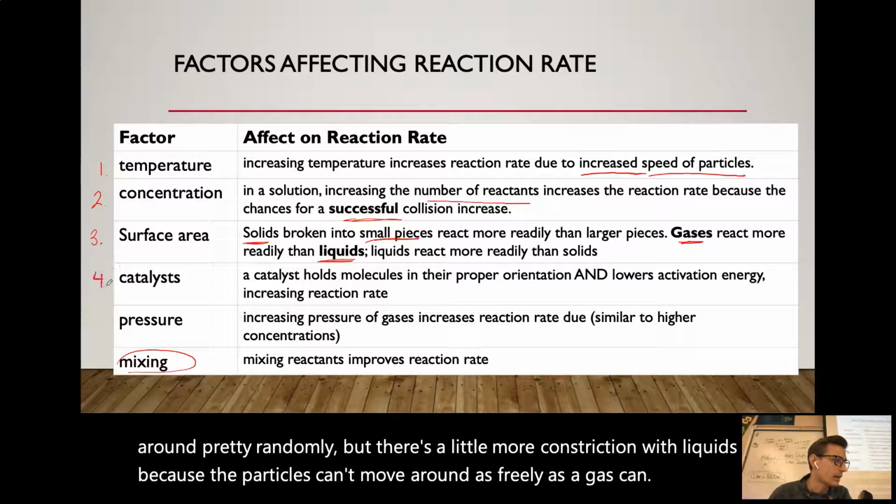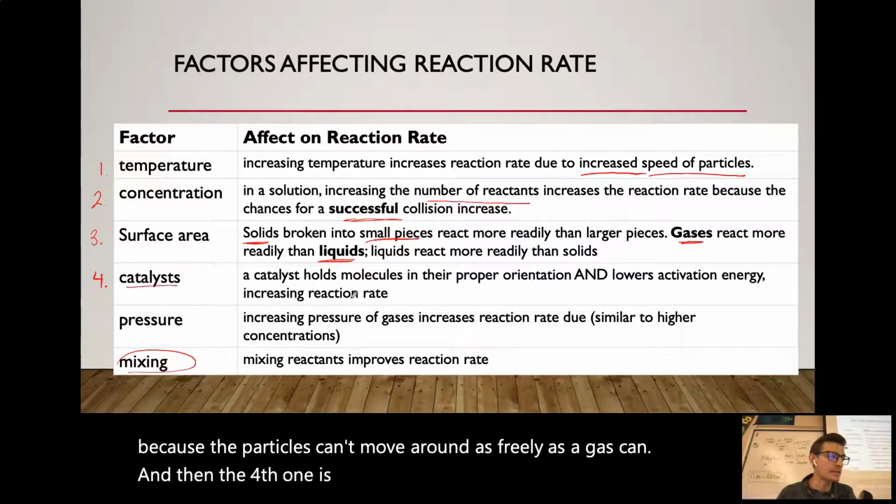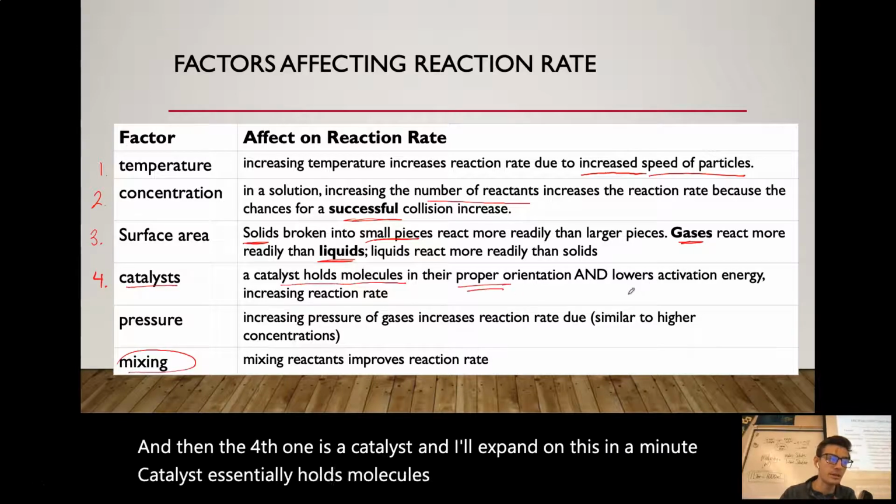And then the fourth one is a catalyst, and I'll expand on this in a minute. A catalyst essentially holds molecules in their proper orientation and lowers their activation energy. Okay.